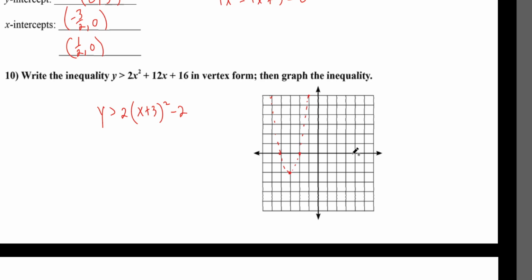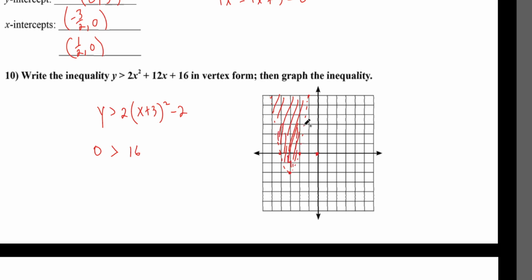Now we've got to figure out where we're going to shade. So pick a number. Pick 0. That's definitely not going to be inside there, right? You know it's outside for sure. So let's pick 0, 0. That's an easy number to put in here. So if I put 0, 0 in there, what do I get? There's 0. Is 0 greater than this stuff right here? Put a 0 in for this. 0 plus 3 is 3. Squared is 9, times 2 is 18. Minus 2 is what? 16. Is 0 greater than 16? No, it's not. So I'm not going to shade where? Outside. So I'm going to shade where? Inside.